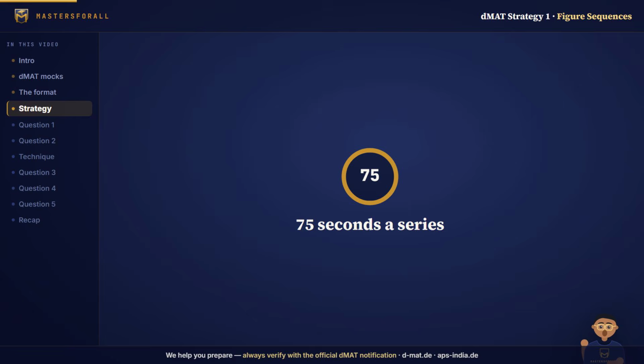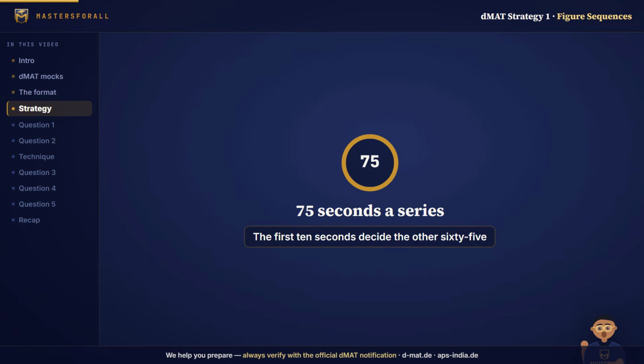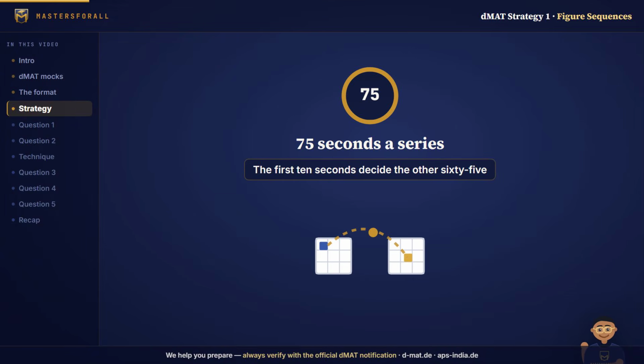75 seconds a series. That sounds tight. It isn't, if you spend the first 10 seconds correctly. Most students spend those 10 seconds staring at the first grid. That is the single most expensive habit in this section. The first grid tells you nothing. Nothing has changed yet. The information lies in the jump between grids.